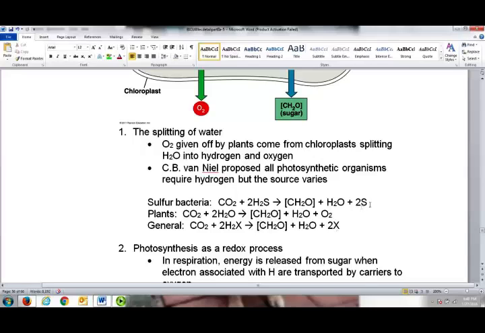If it's the sulfur bacteria, it's two sulfurs released. In plants, it's going to be the oxygen gas released, and just the general equation is two X's. So there are other microorganisms that are going to use this sulfur bacteria for one, and others will use the general equation with other elements as a source of their hydrogen.